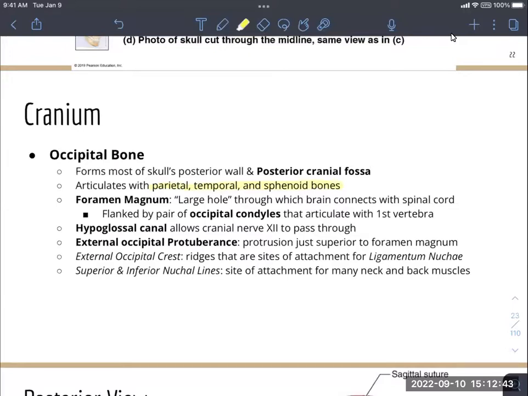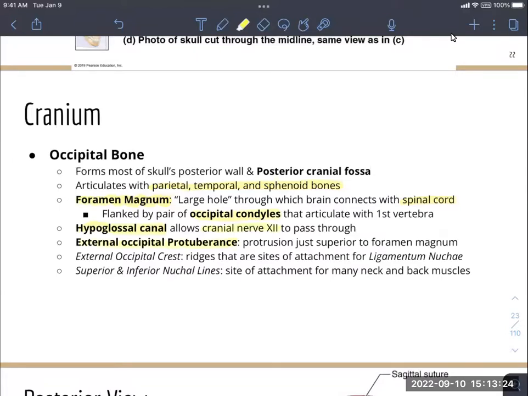It has the largest hole in the skull, really. Foramen magnum. Magnum means large hole in foramen. Because that's where your spinal cord comes out of and goes down to send nerves out to the rest of the body. On the bottom, it has what are called occipital condyles. That's what actually articulates with the first vertebrae of your spine. It contains a hypoglossal canal. That's where cranial nerve 12 comes through.